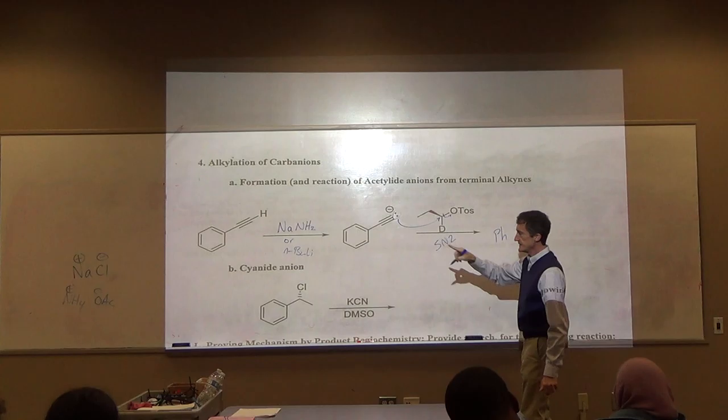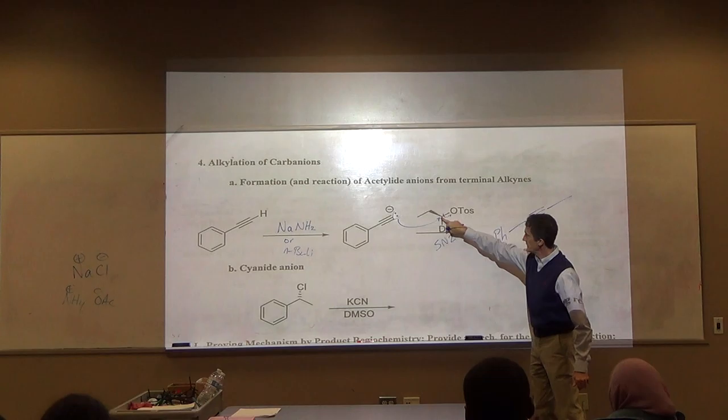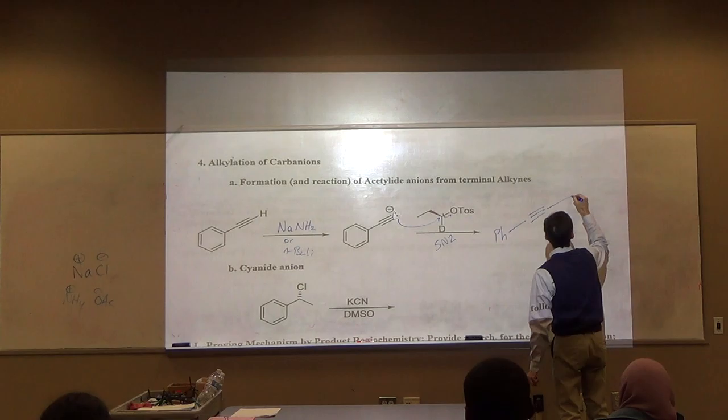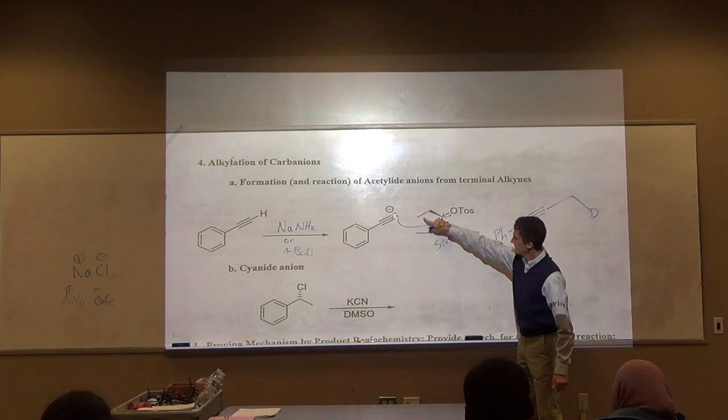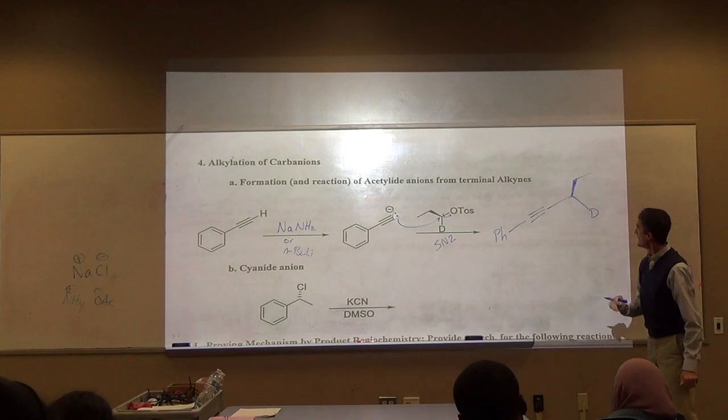Benzene ring, right? And this carbon is now bonded to that carbon, everybody agree? And so the tosylate leaves, this carbon is bonded to that carbon. There's that carbon. And what else is on that carbon? A D and an ethyl, yeah? What type of stereochemistry are we going to have? And we just made that bond right there. Everybody good?